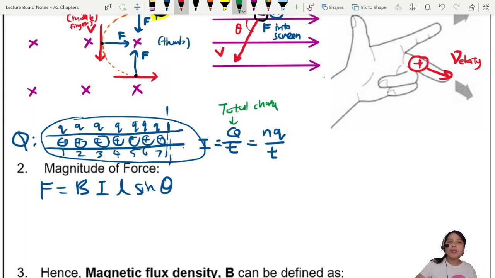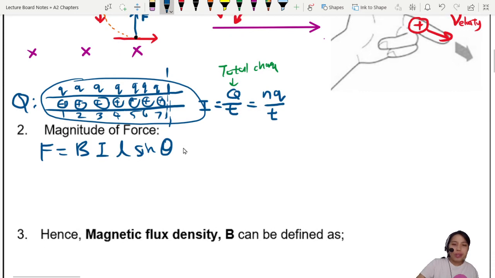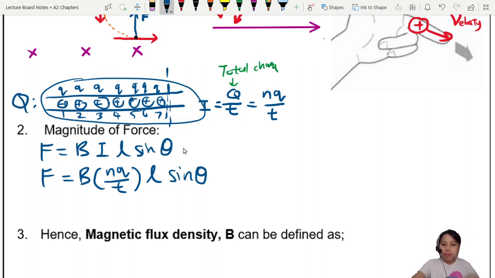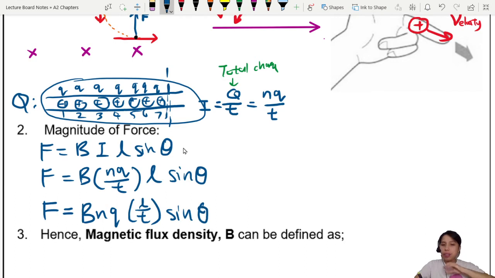All right, let's sub this in. So now we want to think in terms of individual particles, not just a current. So we're going to sub that in here. F equals to B NQ over T L sine theta. Previously, we say L is length of wire, right? But here, there's no wire. So what we can do is this neat little trick. I can rearrange this: B NQ L over T sine theta. L is distance traveled per unit time. L over T, that is velocity, my friends. So you can do a little nice substitution to clean it up a little bit.